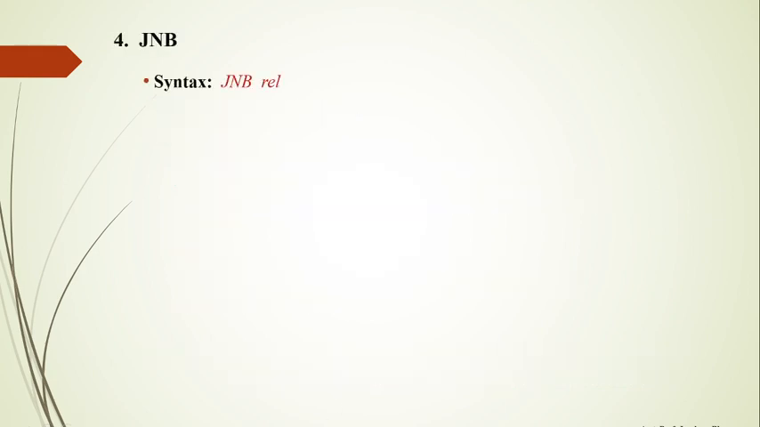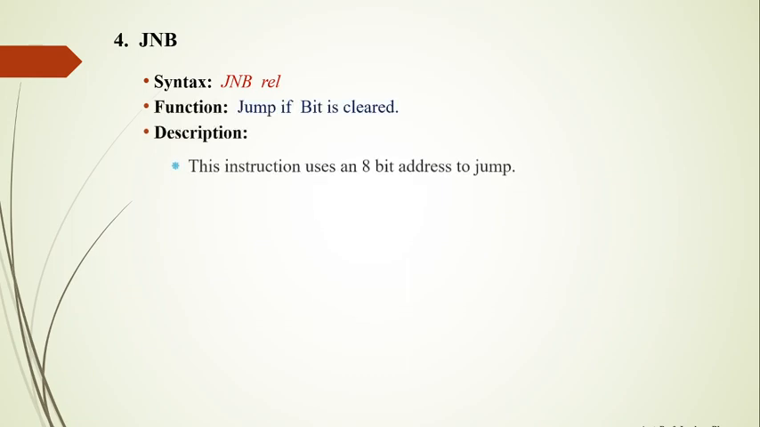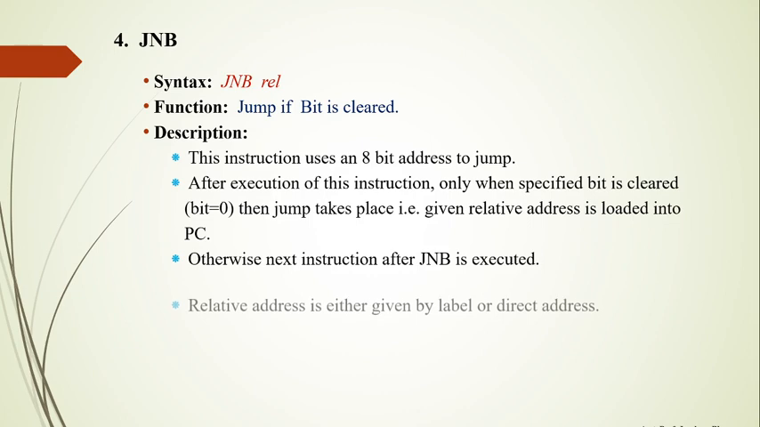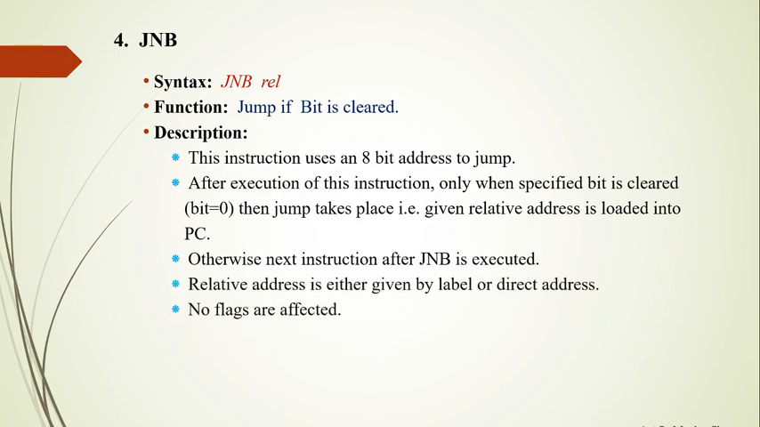JNB, syntax is JNB relative address. Jump if bit is clear. So this instruction again uses an 8-bit address to jump. After execution of this instruction, only when the specified bit is clear, or that given bit is 0, then only the jump takes place to the given relative address. Otherwise, the next instruction after JNB is executed. So no flags are affected during the execution of this instruction.